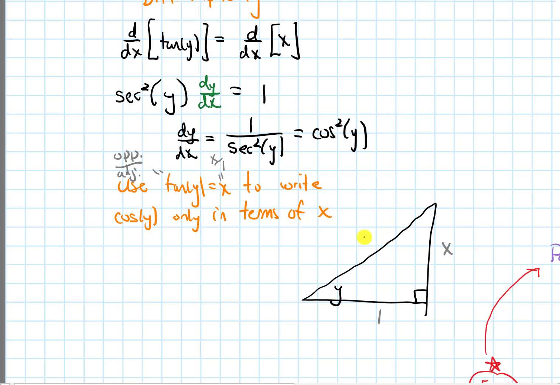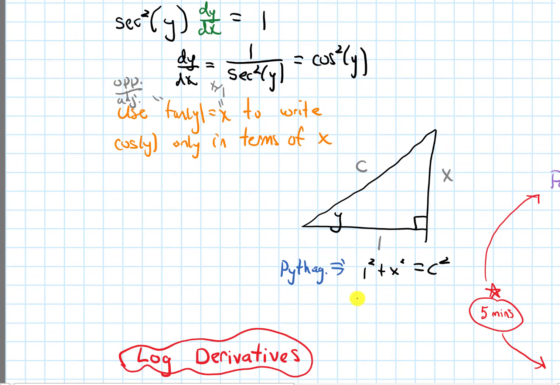And now if I call the missing side the hypotenuse c, we can use the Pythagorean theorem. We'll get 1 squared plus x squared equals c squared. If I square root both sides, we'll get square root of 1 plus x squared equals c. Okay, so that's what c is going to be. I don't need to worry about a plus or minus because this hypotenuse is a length, and that can't be negative. Okay, so we are ready to plug in and write down what cosine of y is.